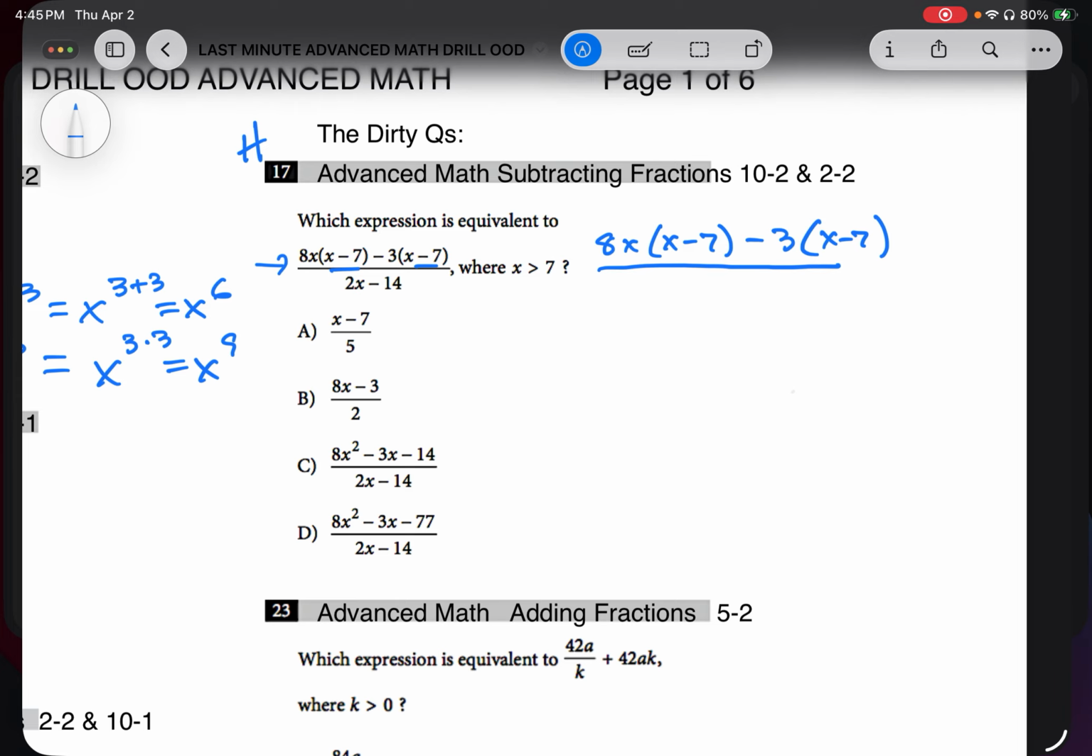I'm going to draw the line. What do I have downstairs? Check out what I'm going to do. I'm going to factor it. 2 times x minus 7. Ta-da! You guys see that?